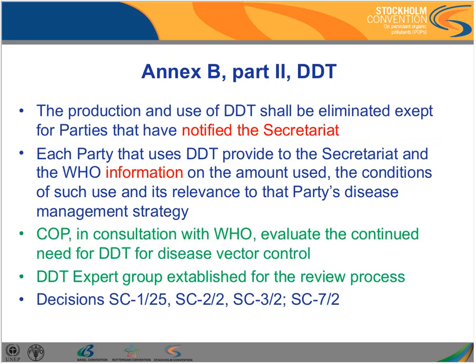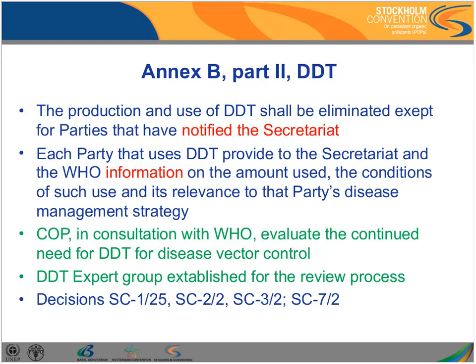So now we have seen all the parts under Annex A, and let's move on to Annex B, Part 2, DDT. This provides how the DDT acceptable purposes can be exercised. It says the production and use of DDT shall be eliminated except for parties that have notified the Secretariat. And each party that uses DDT provides to the Secretariat and the WHO information on the amount used, the conditions of such use, and its relevance to that party's disease management strategy.